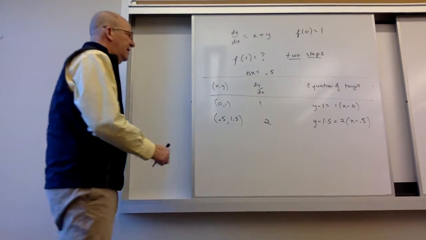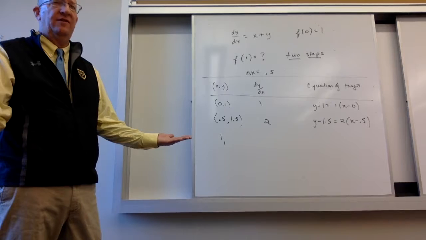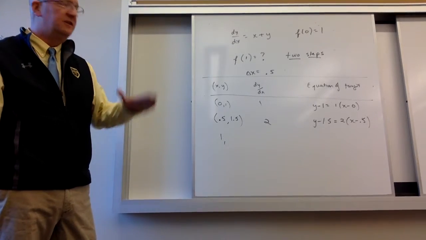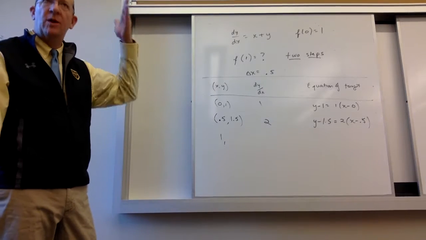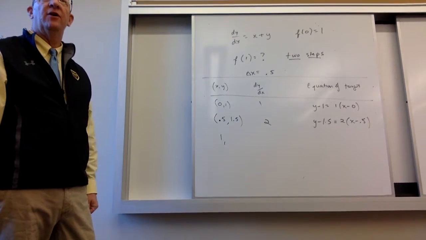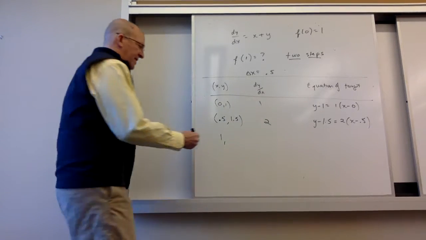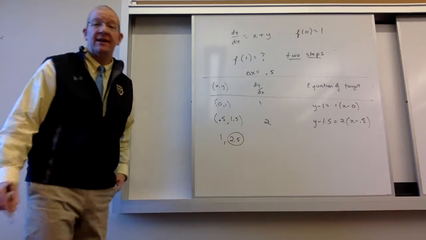Next step gets me to 1. Oh my gosh, this is what I want. Here it is. It's coming right now. 1 minus 0.5 is 0.5. Times 2 is 1. Plus 1.5. 2.5, I hope. And that is it, guys. That is Euler's method.